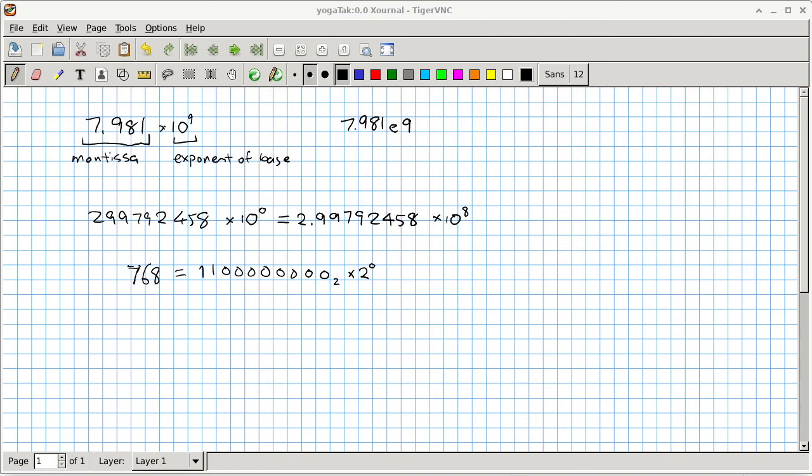So now we just have to count. 1, 2, 3, 4, 5, 6, 7, 8, 9. We have to shift the point 9 times to the left. So that means if I were to rewrite this, I can now say, oh, this is just 1.1 in base 2 times 2 to the power of 9. Is that okay? What about all those zeros? Well, they're trailing zeros, so they don't really matter. I don't need to write them out.